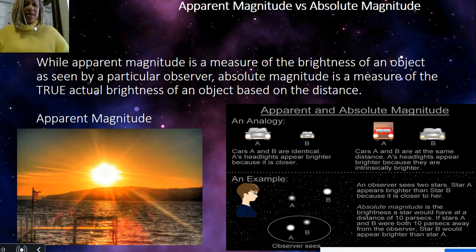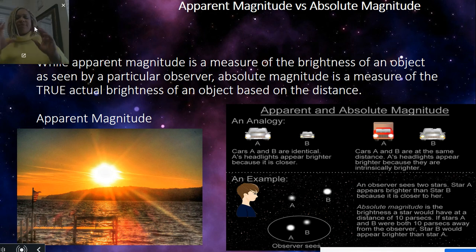What is important here is I want you to think about the first picture of the sun that I showed you, the very first picture. That would be considered more of absolute magnitude, right? We would need to use different equipment to see absolute magnitude, right?